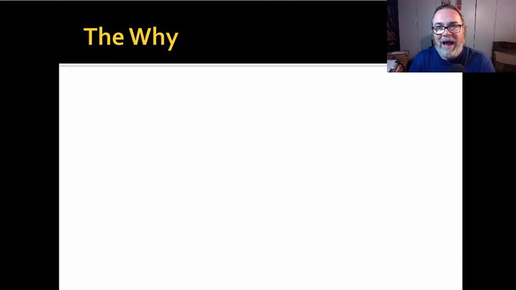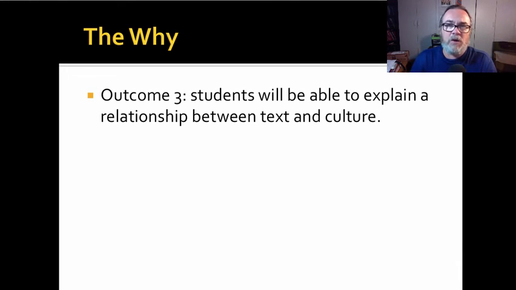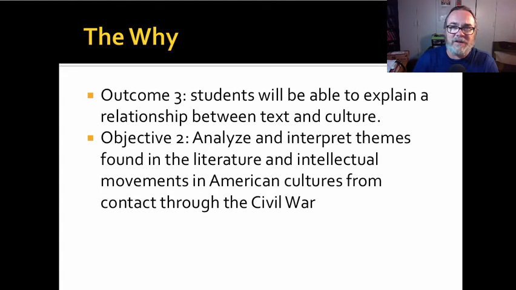Now, our syllabus explains to us why we need to do this. We've got an outcome, number 3, that's totally about the relationship between text and culture, and we've got an objective that explores a similar idea. What we need, and what I'm hoping we'll develop in this video, is a tool, an intellectual approach to developing these important skills in the course.